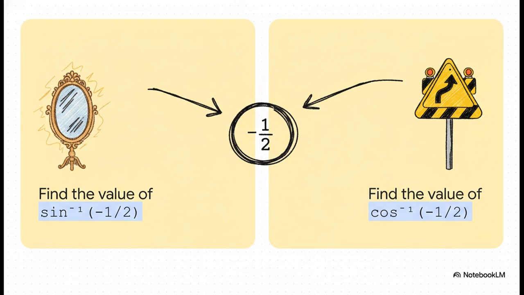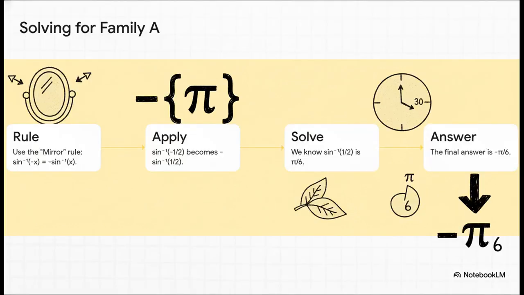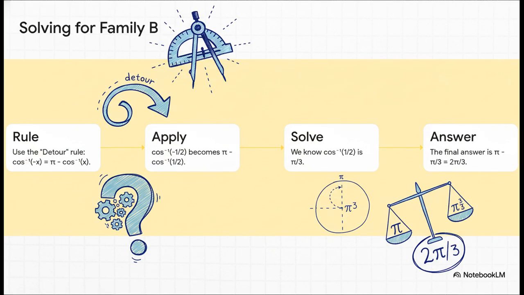Let's see what happens. First up, family A. We have the inverse sine of -1/2. Okay, it's a mirror function, so the rule is super straightforward. That negative sign just gets to pop right out front. So our problem becomes negative inverse sine of +1/2. We all know the inverse sine of 1/2 is pi/6, so our final answer is just negative pi/6. Simple as that.